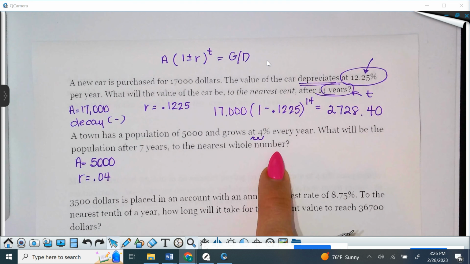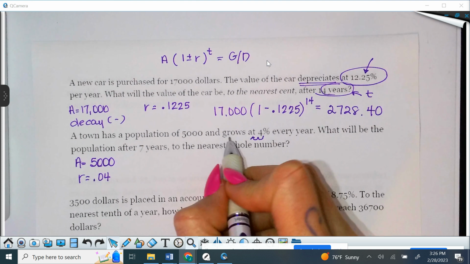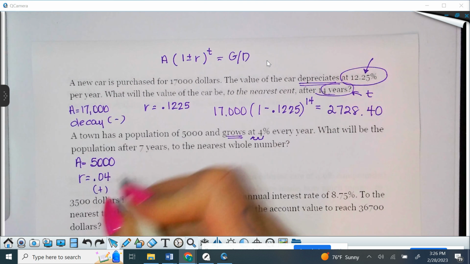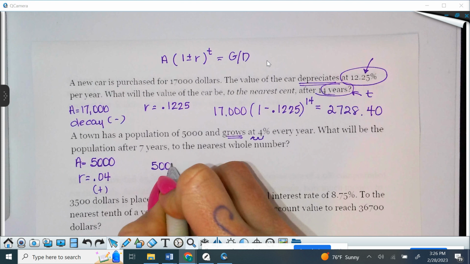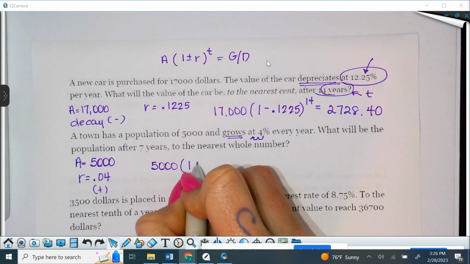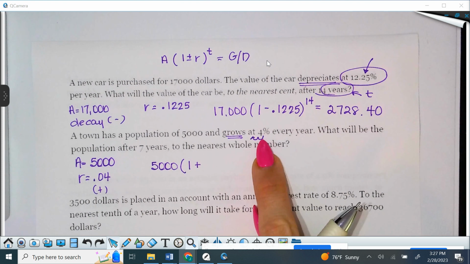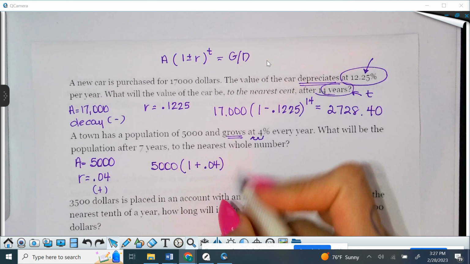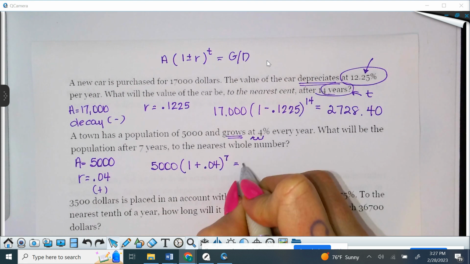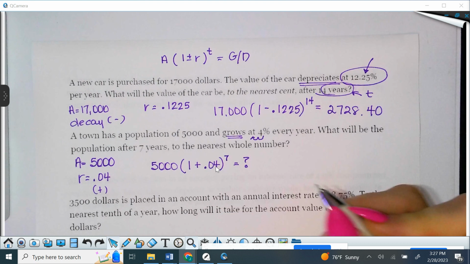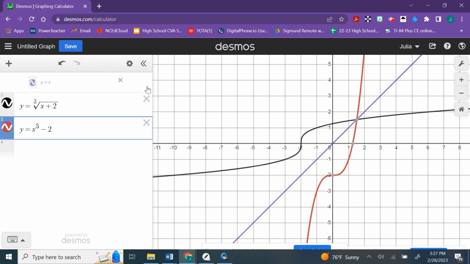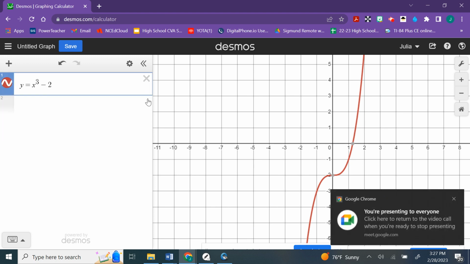So it's going to grow, which also means, and I skipped it, sorry, that this is going to be a growth. So we're going to add. So we're going to start with our 5,000, 1 plus, and we're taking our percentage as a decimal, and we're raising it to the 7th power, and then it's asking us how much do we get out. Now, you can plug this in Desmos as well, especially when it's as straightforward as these.